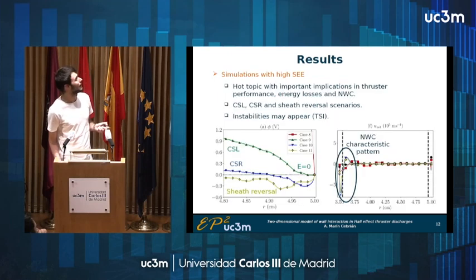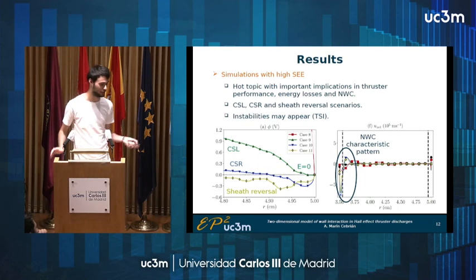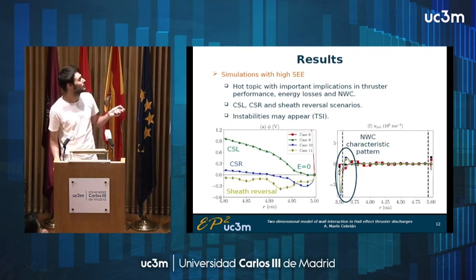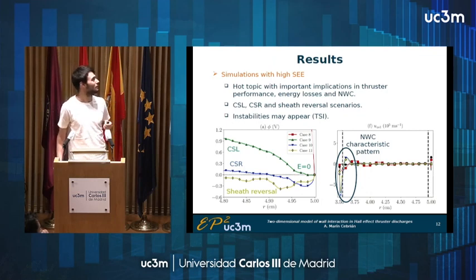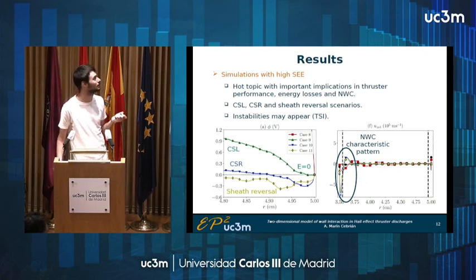Then we also wanted to analyze the scenarios with high secondary electron emission, which is also a very hot topic in the plasma-wall interaction community, because it affects performance, energy losses, and near-wall conductivity. Typically, we can find these different regimes, and all of them have different characteristics and are interesting for different applications. And the important thing of this study is that instabilities may arise. The previous results were stationary. Now we may have instabilities that may change our problem a little bit.